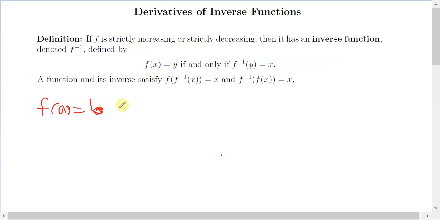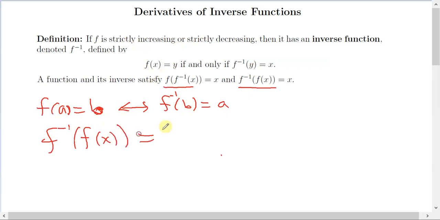Then what the inverse function does is it takes that value b back to where it came from. So it's the function that's undoing whatever f did to give me b. f inverse is taking that number and returning it back to where it came from. So that's the idea of an inverse. And this statement is equivalent.